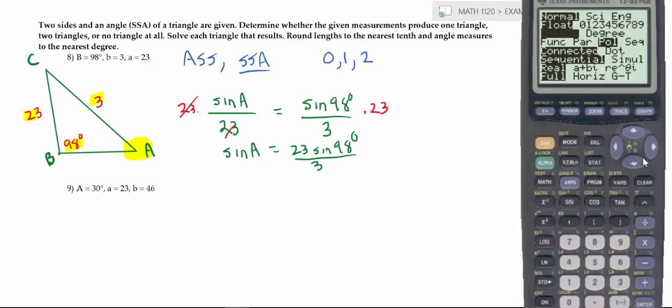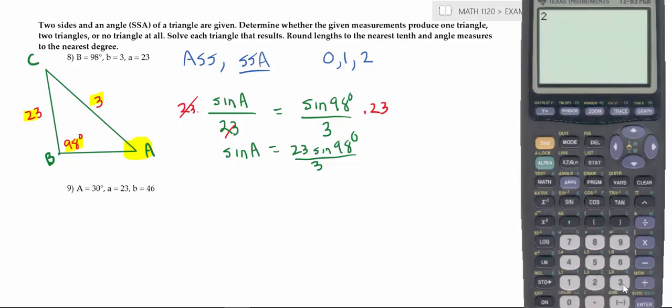You have to be careful about that on the exam, because you want to be in degrees for triangles, but in radians if you're doing a graph of a polar equation. All right, so then I just go 23 sine of 98, and then divide by 3. Okay, and that'll give sine of A is equal to 7.59, approximately.